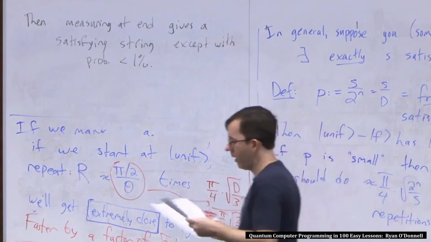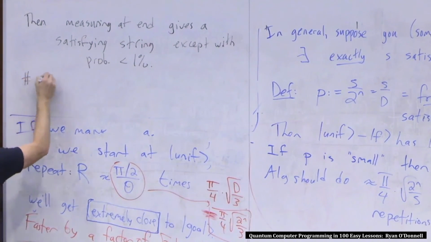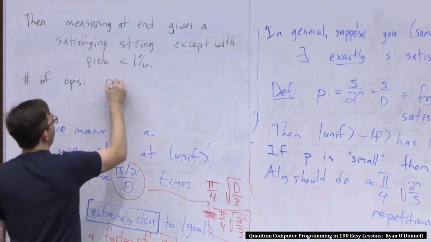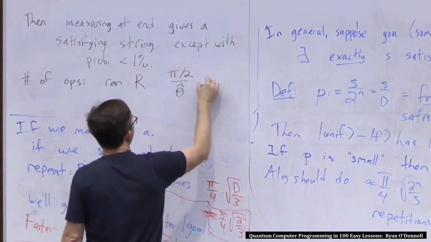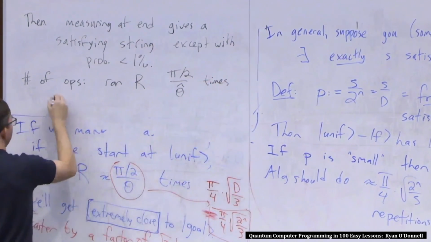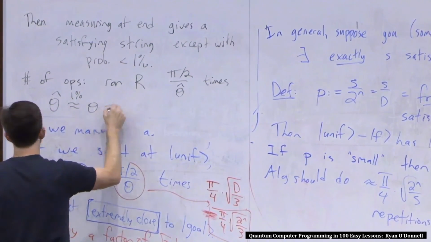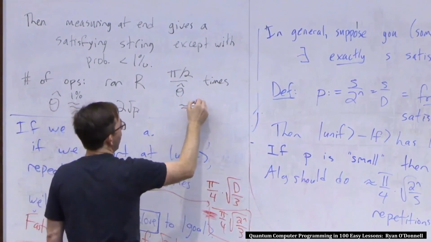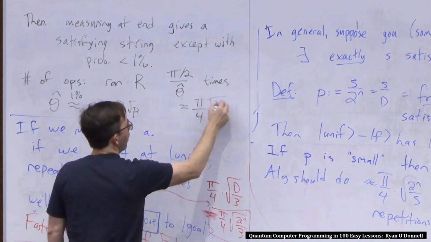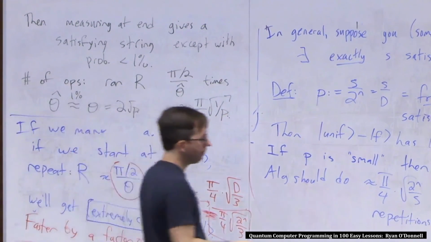And the last thing I want to say is, or we should double check, the total number of operations here. Well, we ran our pi over 2 theta hat times. But theta hat is basically theta, up to like 1%, which is 2 square root p. So this is also, again, pi over 4 square root 1 over p, which is what we were going for.